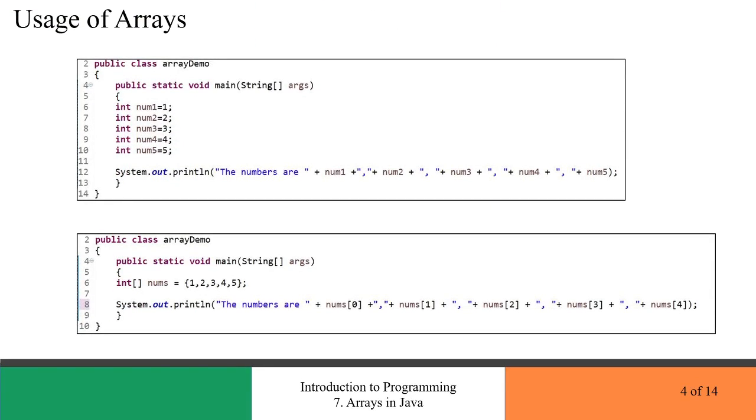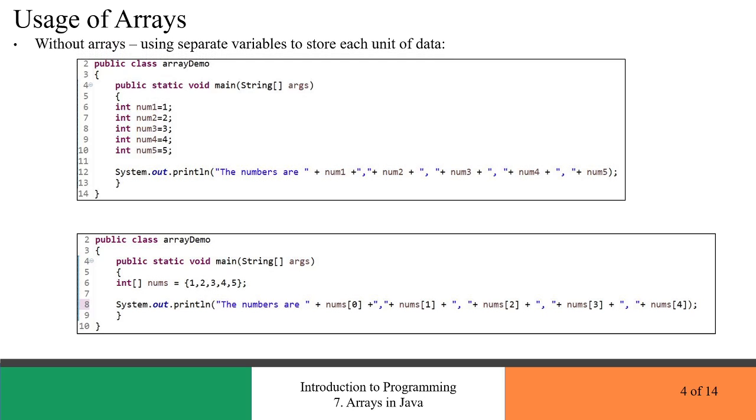Let us understand the usage of arrays. Let us compare the usage of an array against a group of normal variables. Suppose I have a requirement to store 5 numbers. The program at the top uses 5 different variables to store the numbers, and the program below uses a single array variable to store the numbers. Let us walk through it.